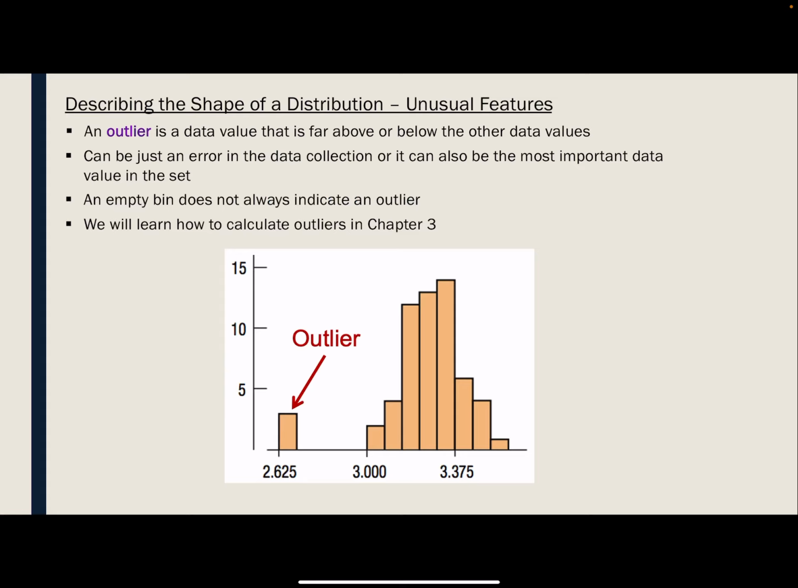But say, on the other hand, we were talking about income and Jeff Bezos was part of the data set. Well, he's going to be an outlier, but it's not a mistake. So some outliers are mistakes and some aren't. It's important to be able to differentiate between the two. An empty bin does not always indicate that what comes right after is an outlier. And I know I said that just a little bit ago. And then finally, again, we're going to talk about how to actually calculate outliers in Chapter 3.